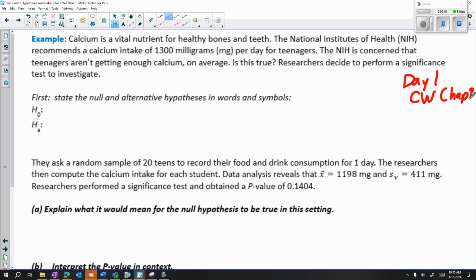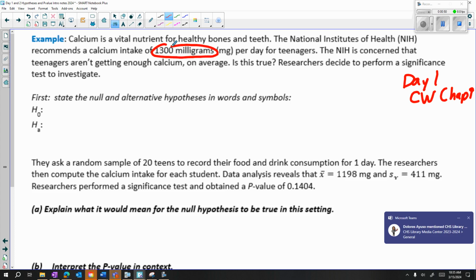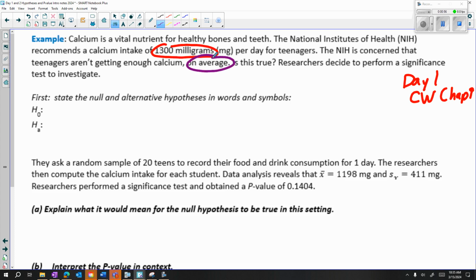Calcium is a vital nutrient for healthy bones and teeth. The NIH recommends a calcium intake of 1,300 milligrams for teens. So let's circle that. NIH is concerned that teenagers are not getting enough calcium on average. Let's circle the word average. Is this true? Okay, so you see the word average. Another word for average is mean. So we need to write that down.